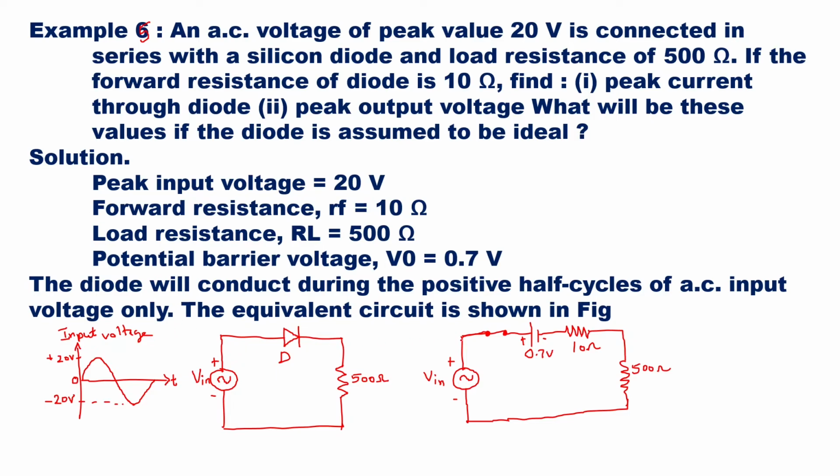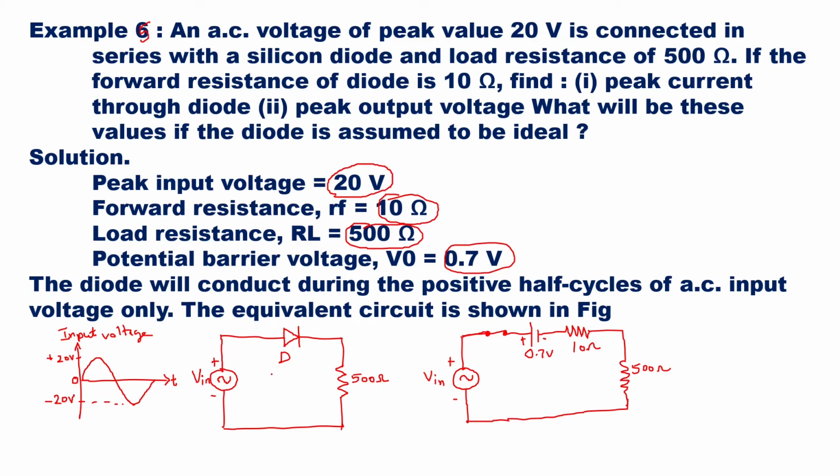the peak input voltage is around 20 volt, which is given in the data. Forward resistance is of 10 ohms. Then load resistance is of 500 ohms. Potential barrier is of 0.7 volt. The diode will conduct during the positive half cycle of an AC input voltage only.